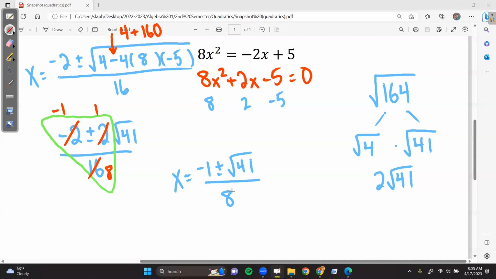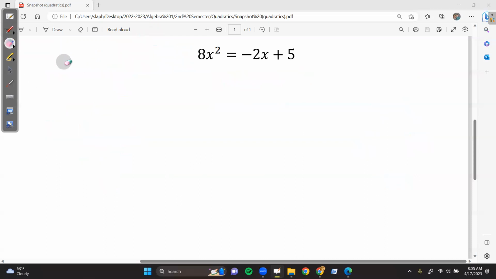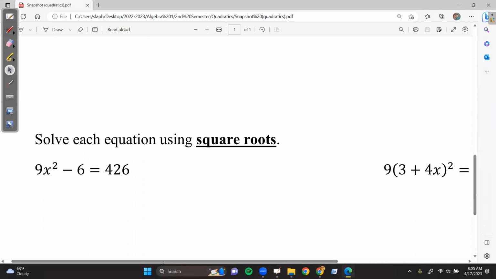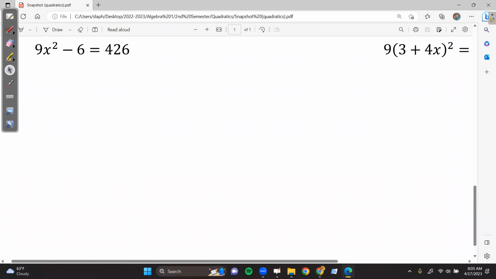All right. The last 2 then are the ones where we use square roots. So no factoring, no quadratic formula. We're really trying to hit all 3 different methods here. So this first one, what do we want to do first? Add the 6, right? Remember, it's easy for us to just think of -6, but you have to remember when you move it that you're actually moving it to plus. So we wind up at 9x squared equals, it gets bigger, 432.